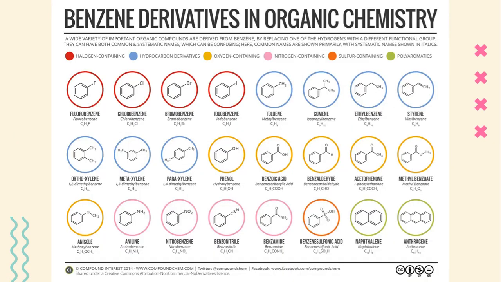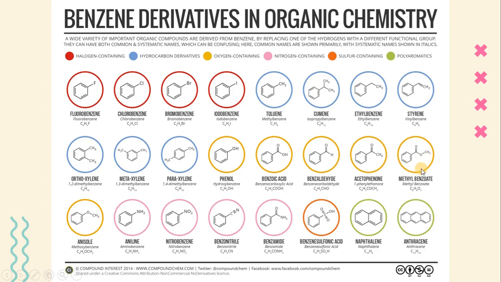Okay, so because of those different reactions, the sulfonation, the phenol reacting with strong bases, the halogenation, the nitration, benzene was able to make a lot of derivatives in organic chemistry. So we have these examples here which are very common. The ones in the red circle are halogens. The ones in blue are hydrocarbons, so you can have an alkyl group, methyl, isopropyl, on the benzene. We would also have oxygen containing ones. The most famous are phenol, the benzoic acid, and the benzaldehyde.